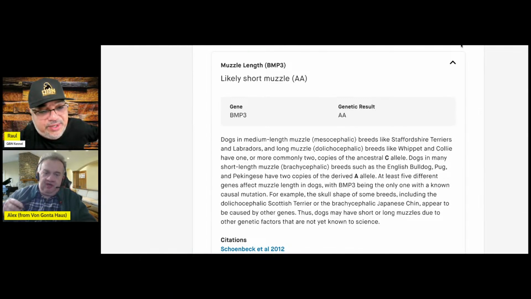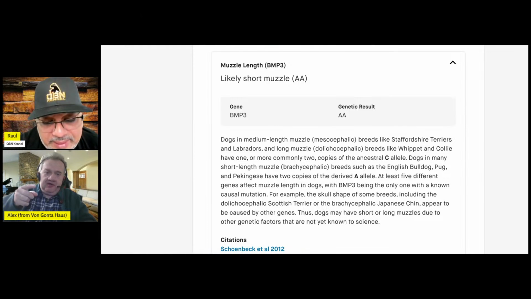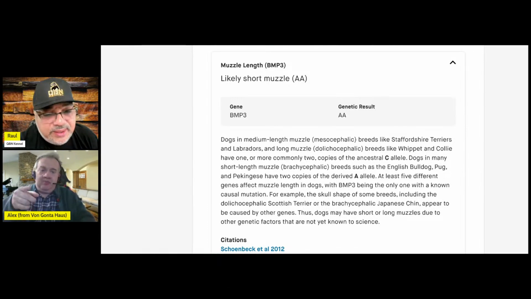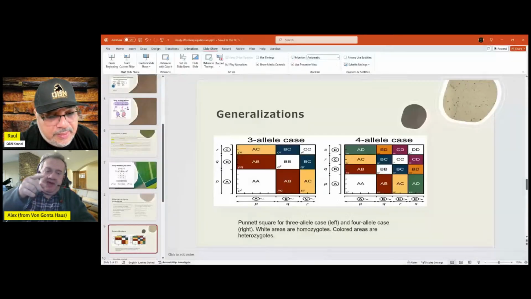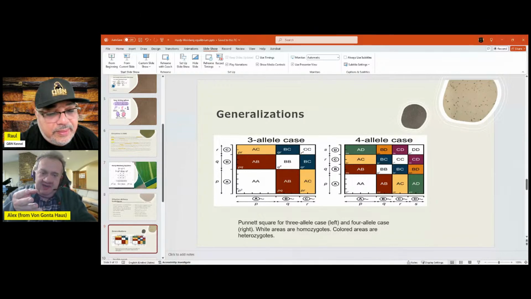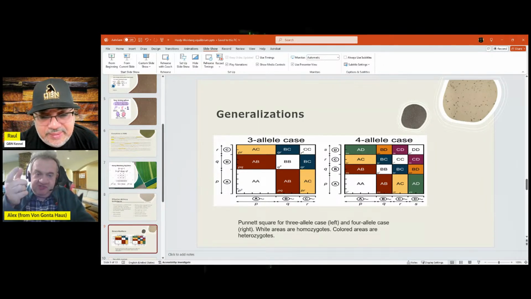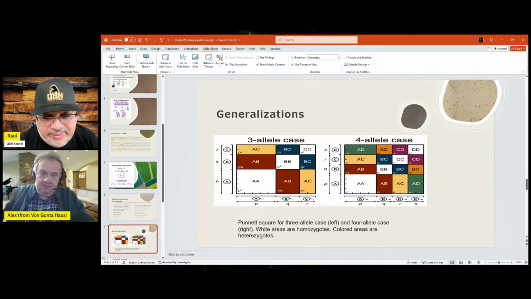I'm just giving 2PQ in this example. 2PQ is the double, right. Just to go back to the equation, your gene for short muzzle is A, so that's like P squared in this equation. Correct. So the A is P squared. The AC, which is the mix of short and long muzzle, that's 2PQ. Correct. And the double recessive, which is the short muzzle, is Q squared.